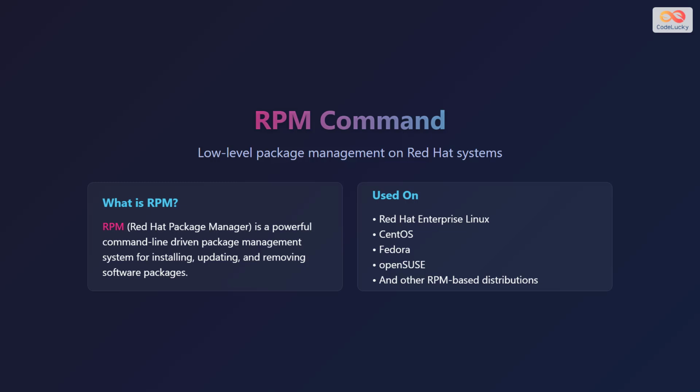In this video, we're going to dive into the RPM command, which stands for Red Hat Package Manager. RPM is a powerful tool for managing software packages on Red Hat-based systems. It's a command-line-driven package management system that allows you to install, update, and remove software. RPM is used on various distributions, including Red Hat Enterprise Linux, CentOS, Fedora, openSUSE, and other RPM-based distributions. So, if you're working with any of these systems, understanding RPM is essential.